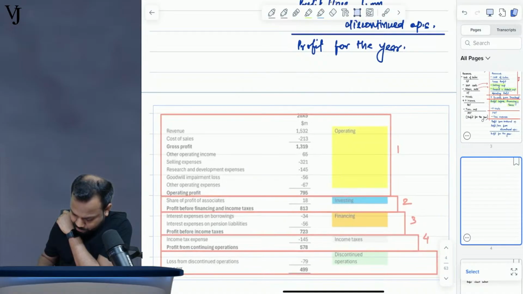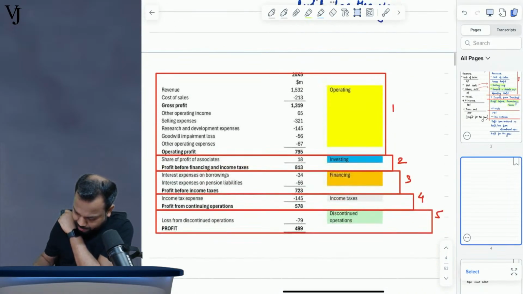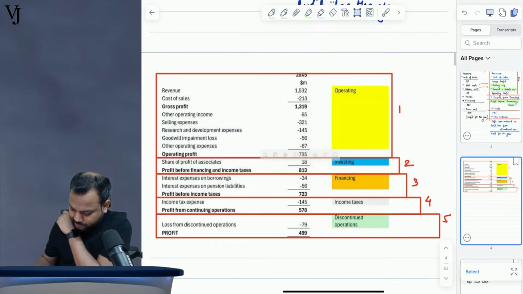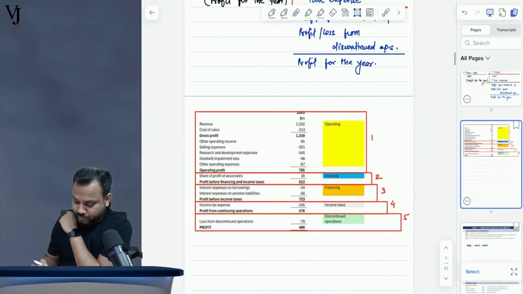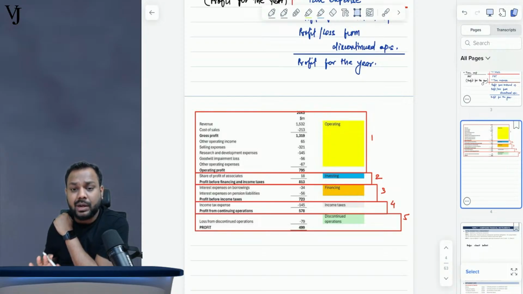I have pasted that also. The operating part, the investing part, the financing part, everything is here. Okay. IFRS 18. I have pasted, I have explained the change in the P&L format.